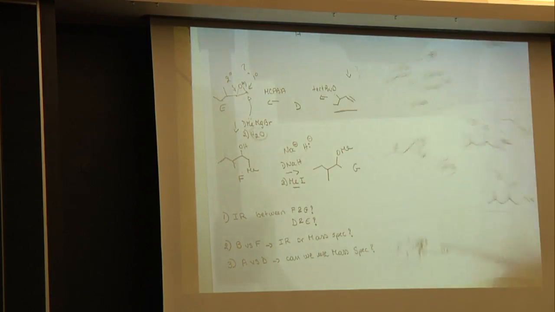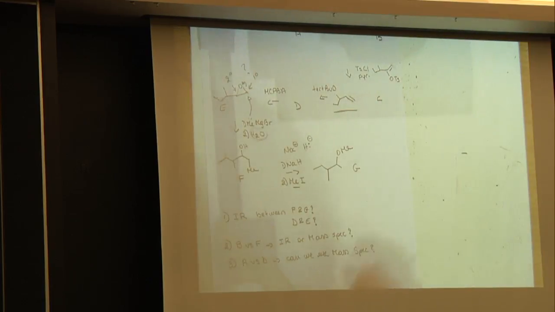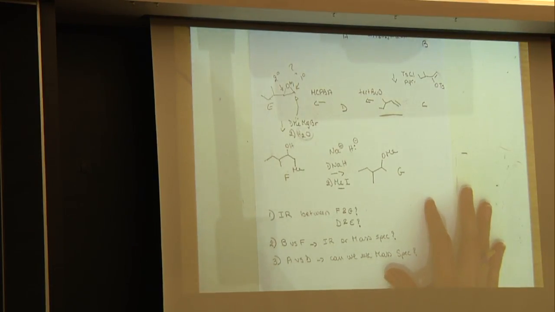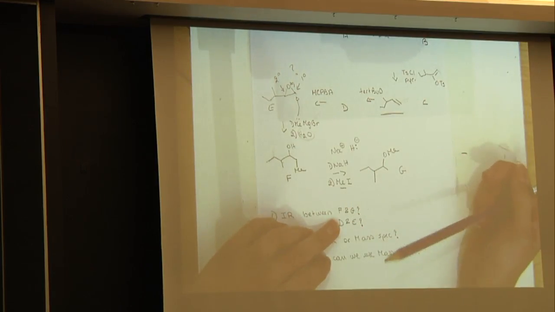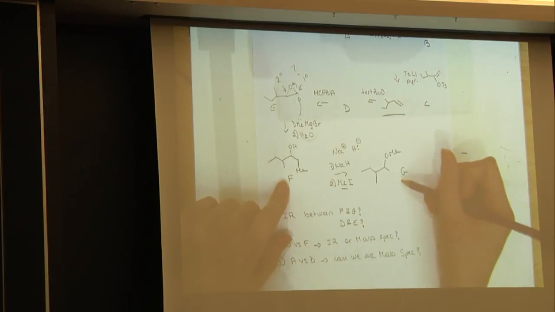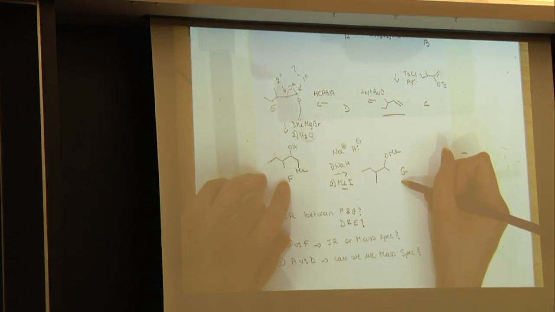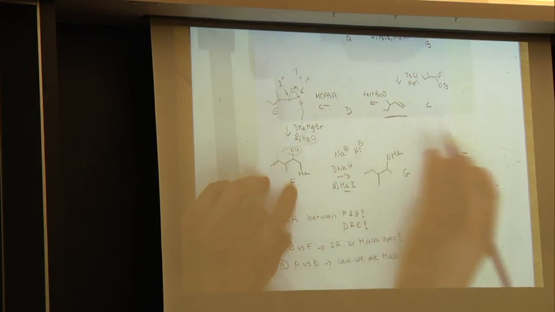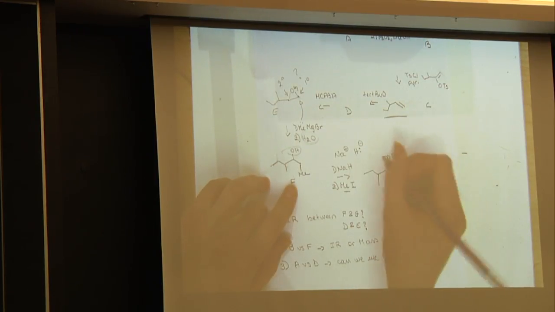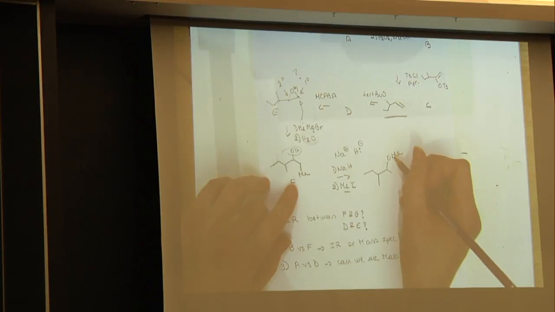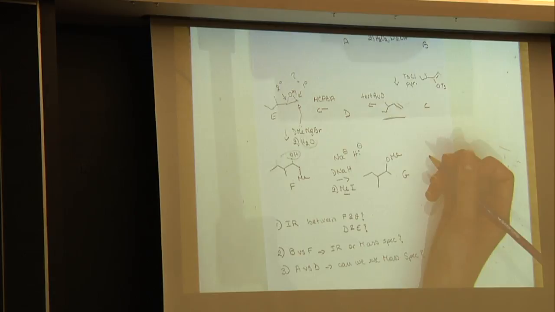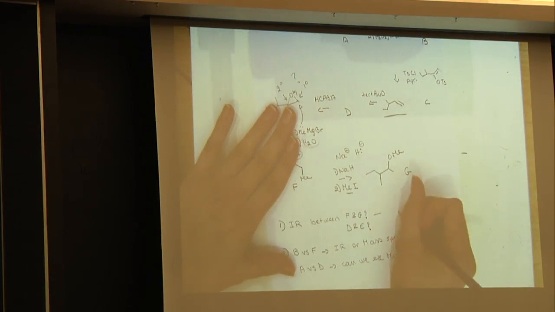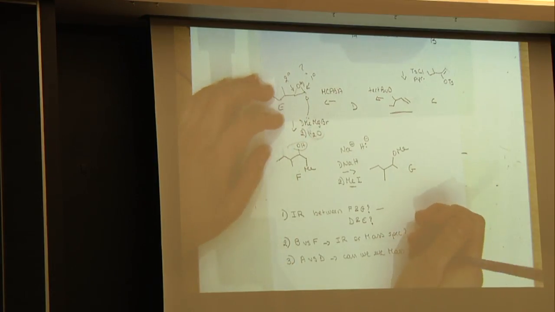So that's that. Okay. So then how would I use IR to differentiate between F and G? Well, that's kind of simple, because here we have an alcohol and here we don't. We have an ether. So we're going to have that broad peak at 3200 to 3600 inverse centimeters, right? Due to hydrogen bonding of the alcohol.